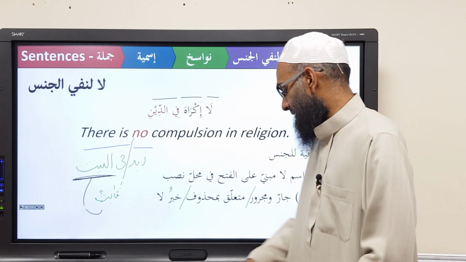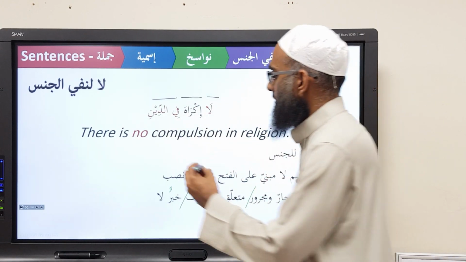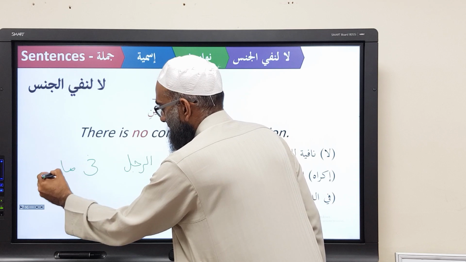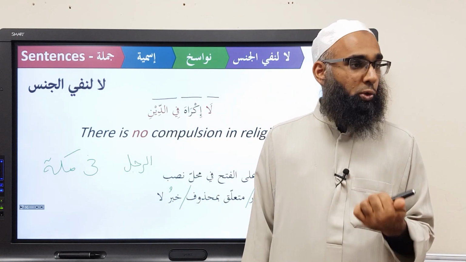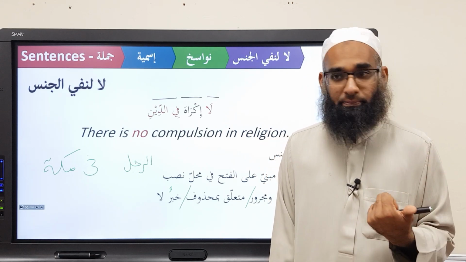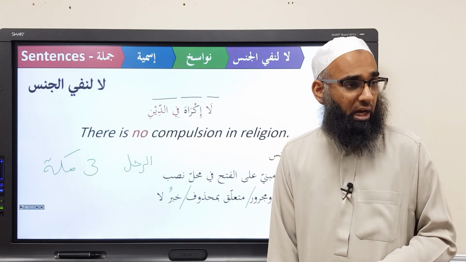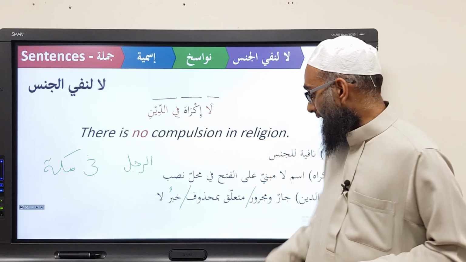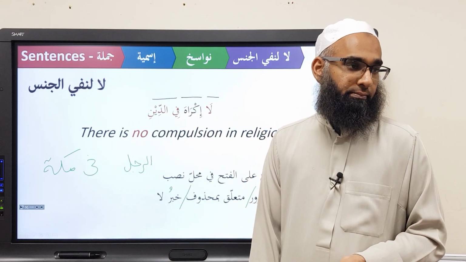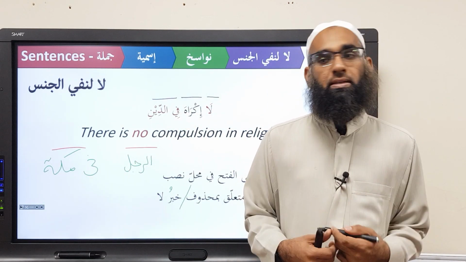Okay? So let me give you another example. Hidden means hidden. So for example, ar-rajulu fi Makkah. What's the i'rab of this? Ar-rajulu mubtada'un marfu'un bid damma. Fi is harfun jar, Makkah is majroor, and the jar and majroor are muta'alliq to a khabarun mahzuf, which is something hidden here. But when you do it in Turkish, it's simple, you just say the khabar. But the i'rab, you have to do it like this.